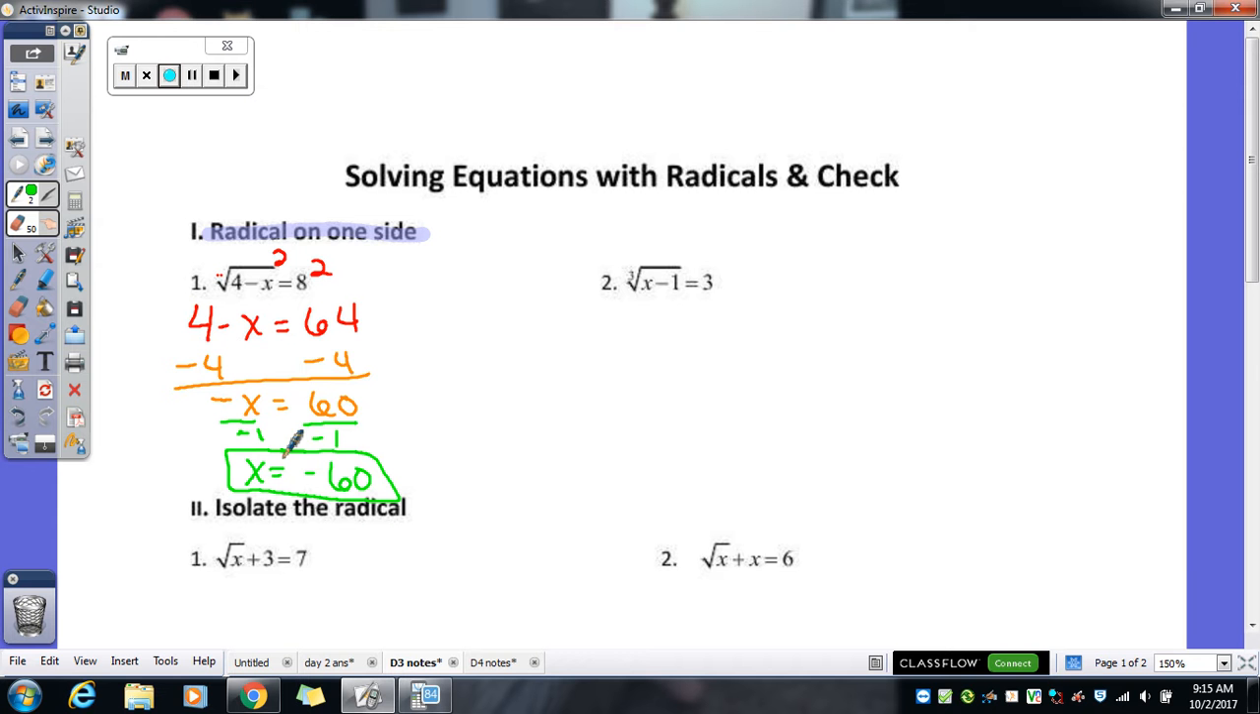Now the important thing that you always have to do: a lot of times with your other kinds of equations, you skip your check and you just move on to the next one. You have to check your radicals because there's almost always one of your values that you're going to reject. So you have to make sure you do your check.